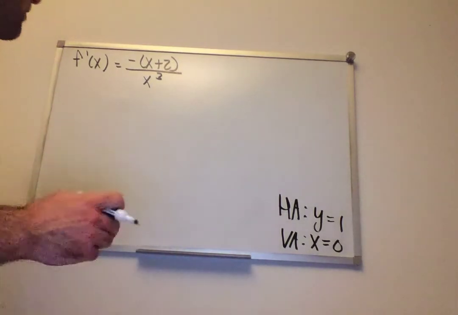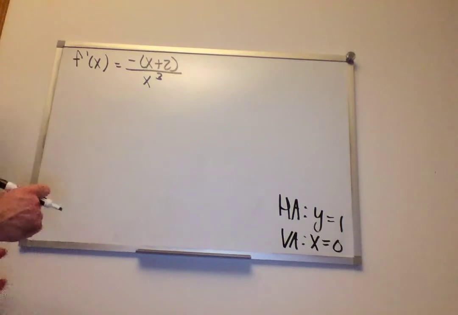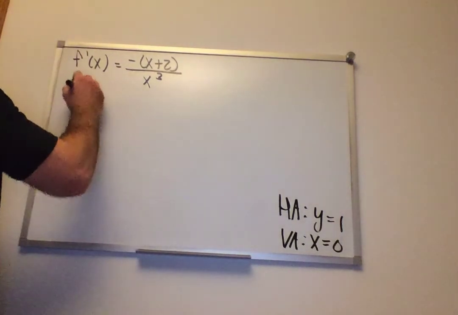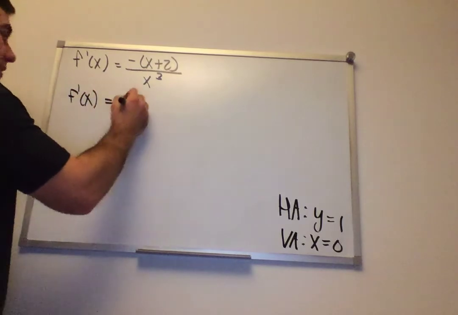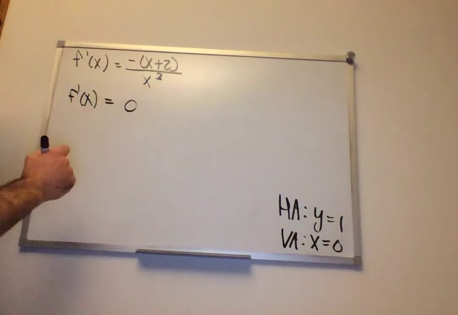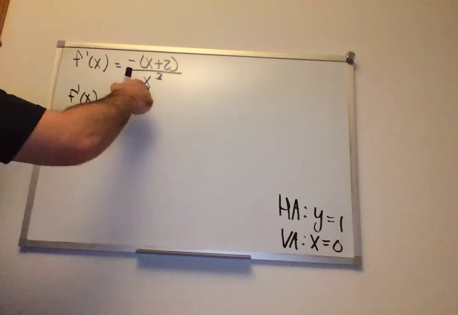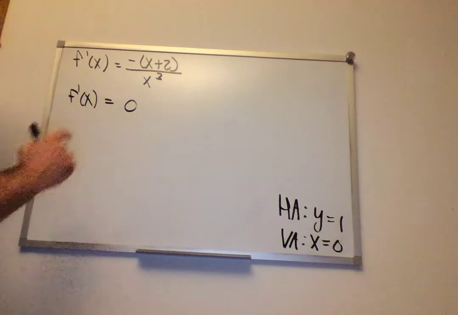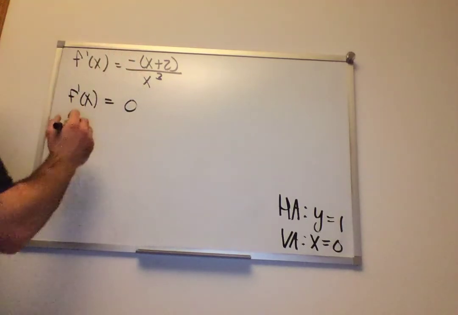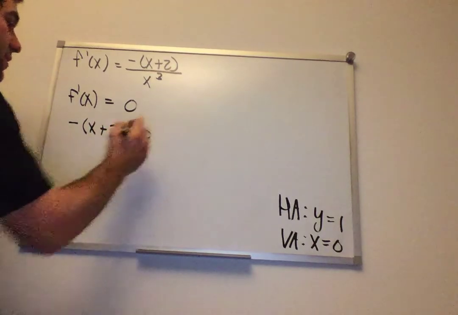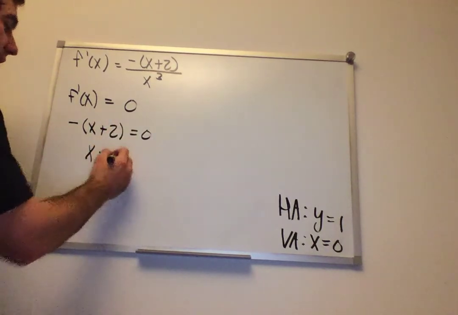Now we need to find the intervals of increasing and decreasing. So first we need to find our critical numbers. So take the derivative, set it equal to 0. Now, since this is a rational function, the denominator can never be 0. So the only spot we care about is when the numerator is equal to 0. So negative x plus 2 is equal to 0. And if you were to solve this, we get 0.